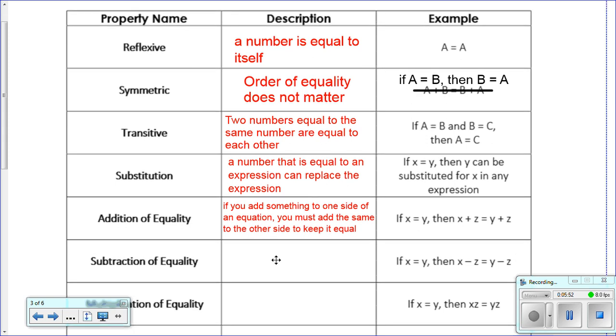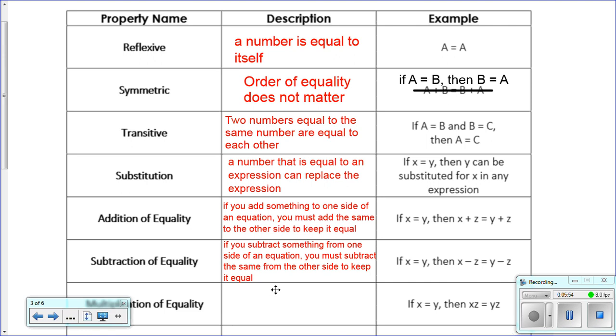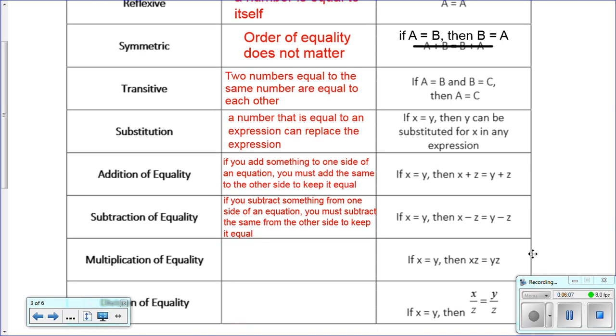Subtraction. If you subtract something from one side of the equation, you must subtract the same thing from the other side. So if we have x equals y, and we subtract a z from x, we have to subtract z from y as well to keep it equal. Multiplication. If you multiply something on one side of the equation, you must multiply the other side to keep it equal. So again, if we have x equals y, and we multiply x by z, we have to multiply the y by z to keep it equal.